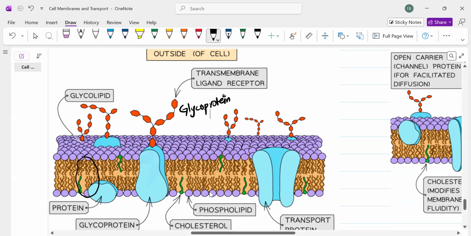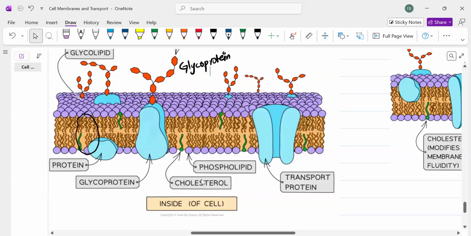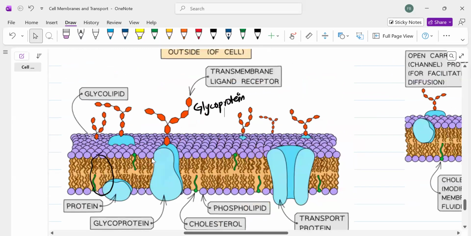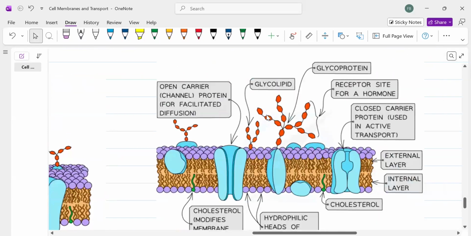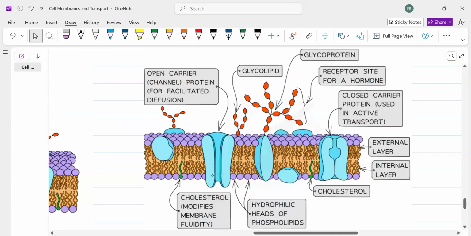Then you have one more thing about this, which is cholesterol. This is glycoprotein, which is done over here on this slide. They have written open carrier channel. This is an open channel protein for facilitated diffusion. We will discuss facilitated diffusion in the next section. So this type of protein is specified for this function, facilitated diffusion.